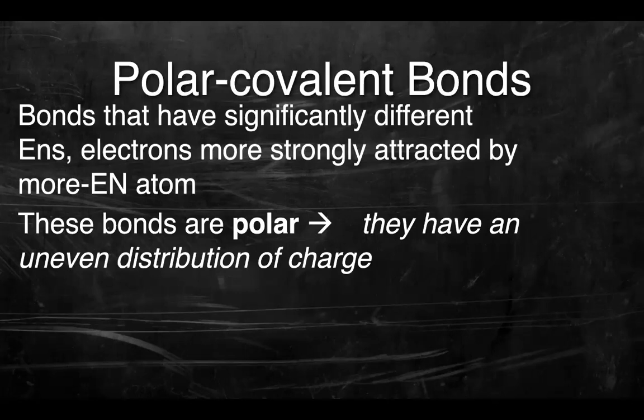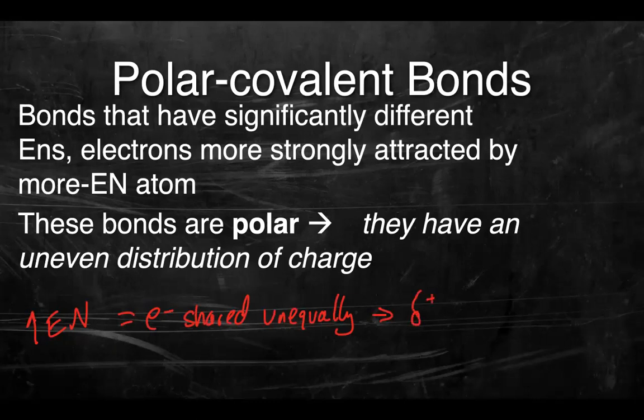They're not shared equally because the electronegativities are different. So you have higher EN means electrons shared unequally, which means you have partial plus and minus charges. That's a horrible, I think it's gamma, whatever. Partial plus or minus charges, which means you are polar.